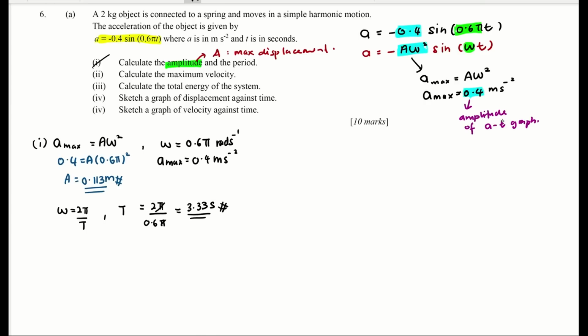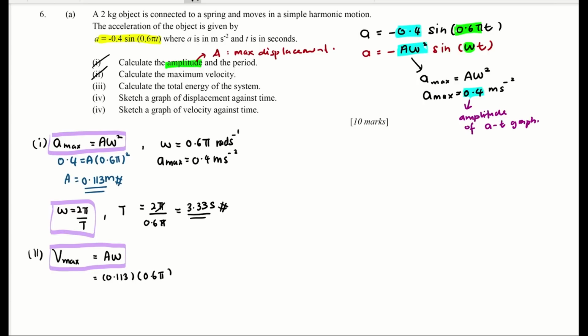So now let's move to the second part, which is calculate the maximum velocity. So remember, V maximum is equal to A omega. Kalau tadi A maximum, this is omega, and this is V maximum, where V maximum is equal to 0.113 and then omega is 0.6 pi. So finally, V maximum is 0.213 meter per second.